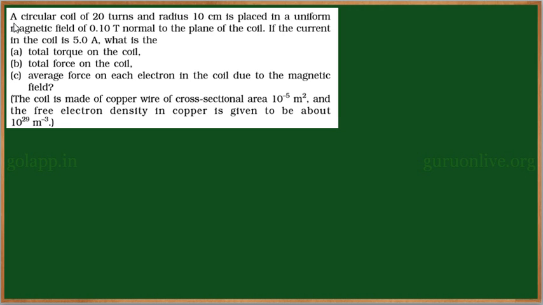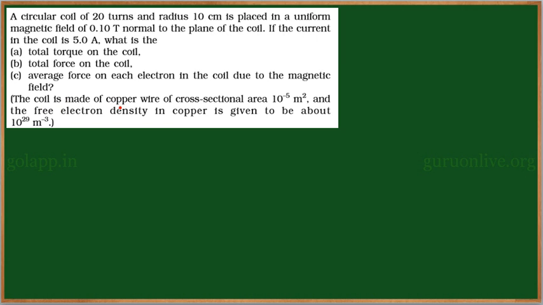Consider this problem. A circular coil of 20 turns and radius 10 centimeters is placed in a uniform magnetic field of 0.1 Tesla normal to the plane of the coil. If the current in the coil is 5 amperes, what is the total torque on the coil, the total force on the coil, and the average force on each electron in the coil due to the magnetic field?